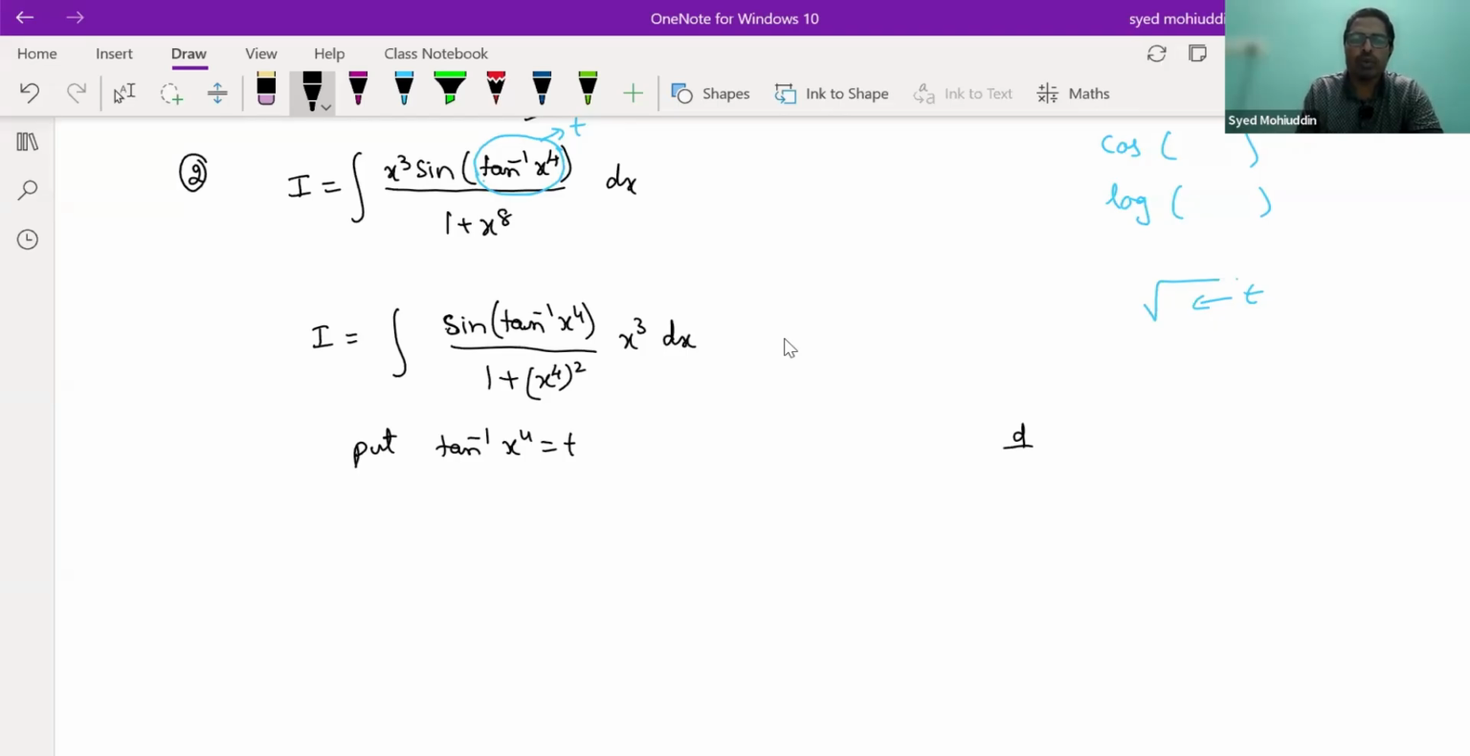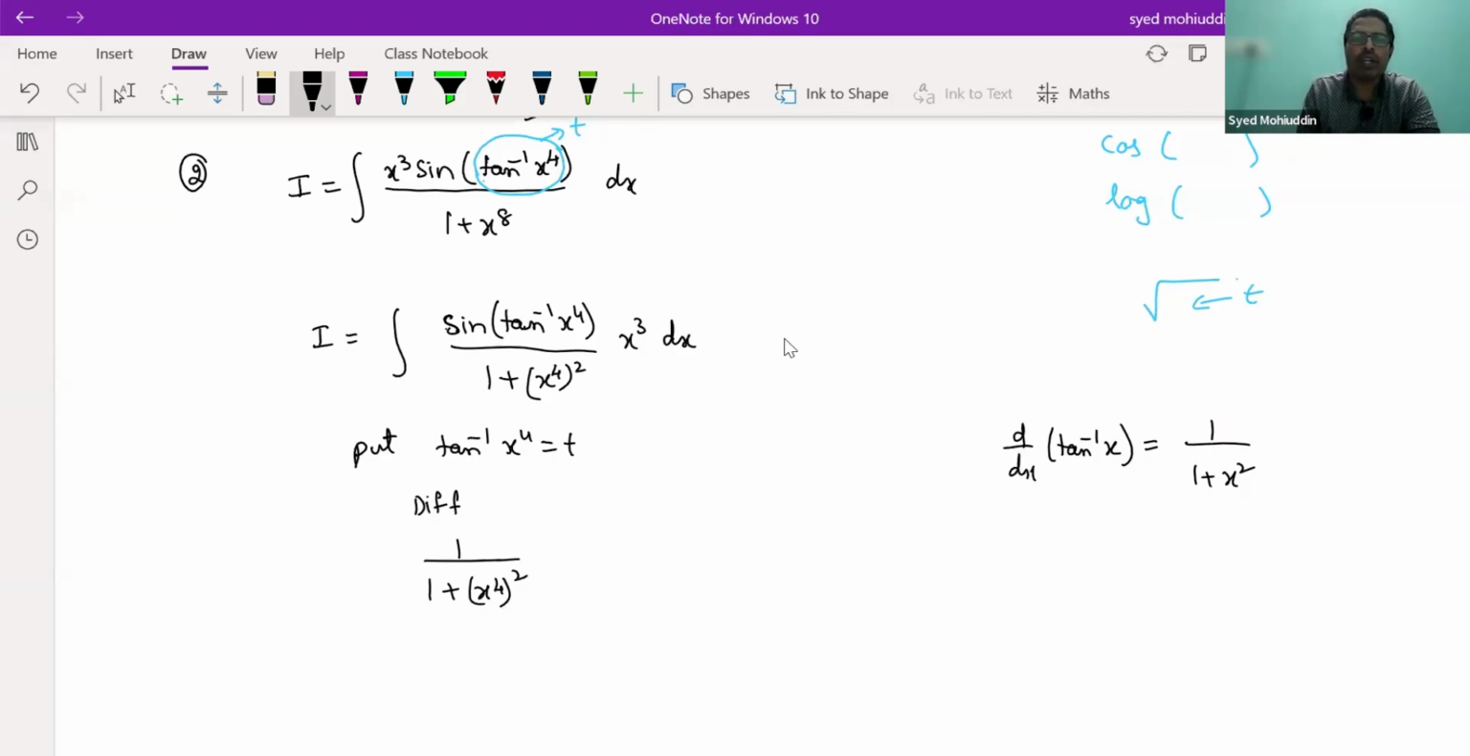We know the derivative of tan inverse of x. What is the derivative of tan inverse of x? You know the derivative, 1 by 1 plus x square. This is the differentiation of the inverse trigonometric function tan inverse of x. Now if I try to differentiate this one, I'll be getting 1 by 1 plus x square, but in place of x, we are having x power of 4. So this will be acting as x, and whole square.